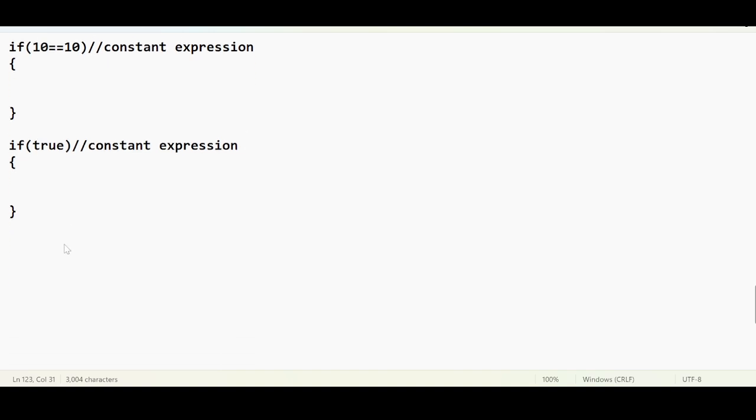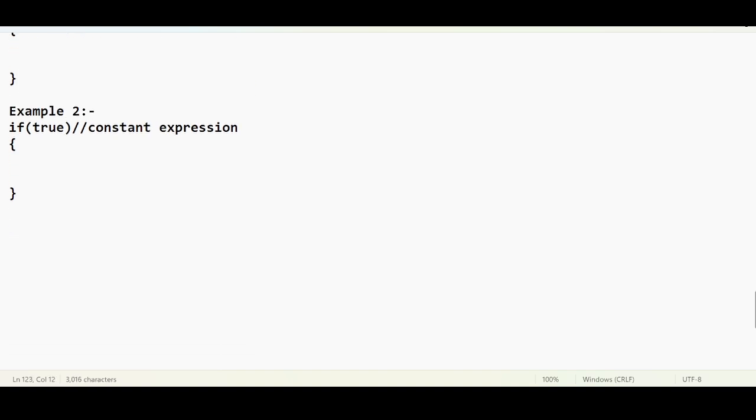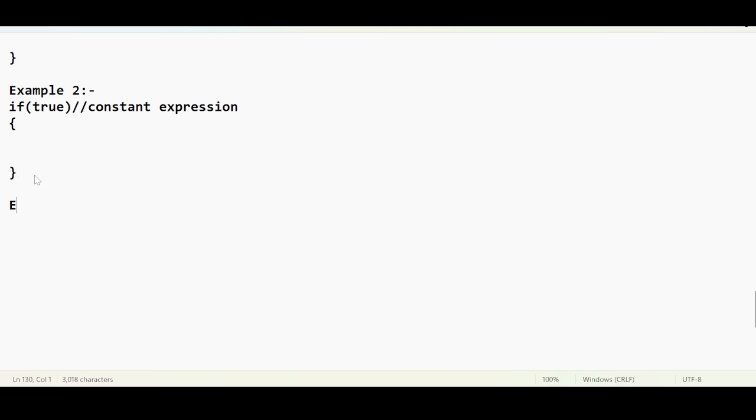Likewise, this is example 1, this is example 2. The third one could be something like this. Example 3: integer a equal to 200, and I want to say a double equal to 200. If I ask you what kind of expression this is, you should say this is not a constant expression.